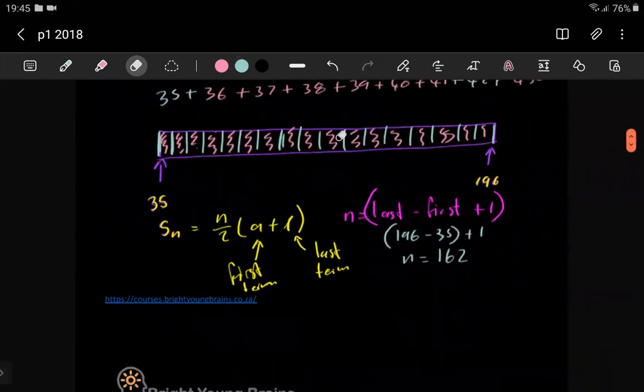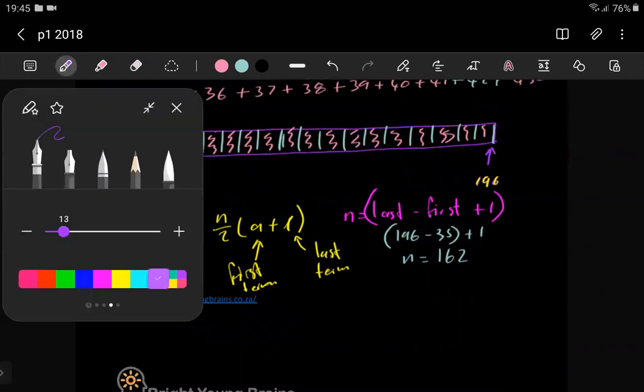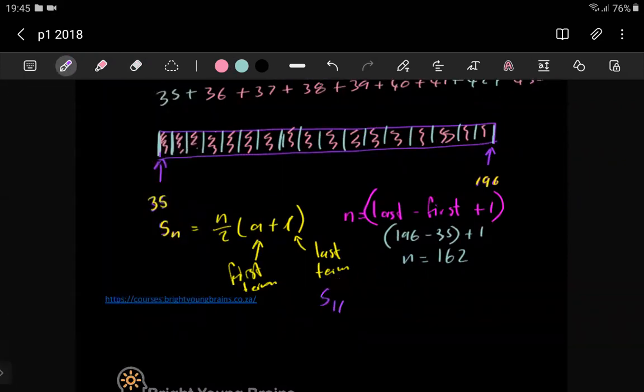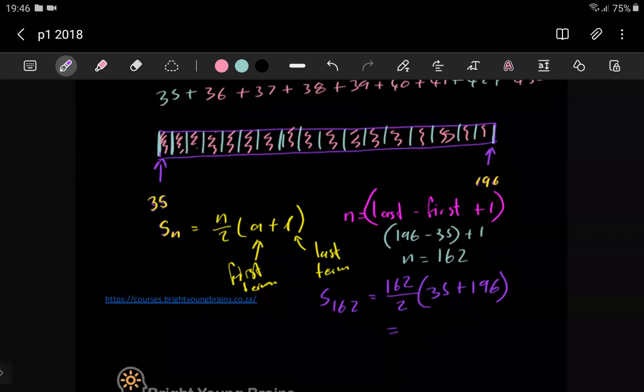So adding up everything here, in our formula we would put S162, n would be 162, and then a, the first term, is 35, and l, the last term, is 196. Everything in the calculator. Let's see what it gives us there. Everything in the calculator here is giving us 18,711.